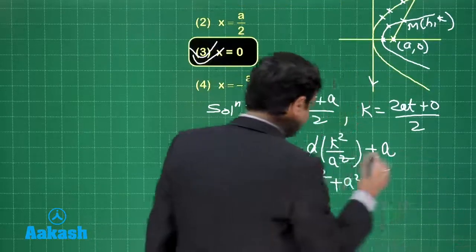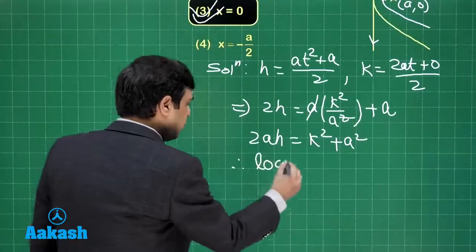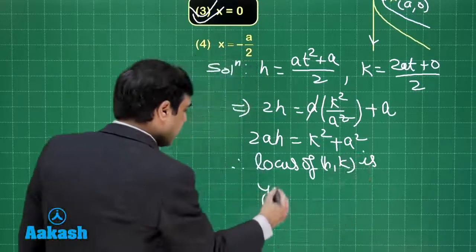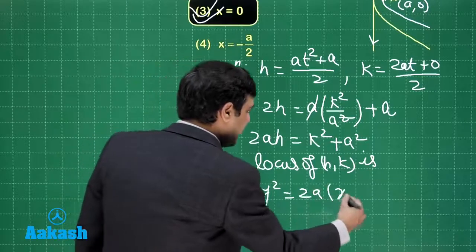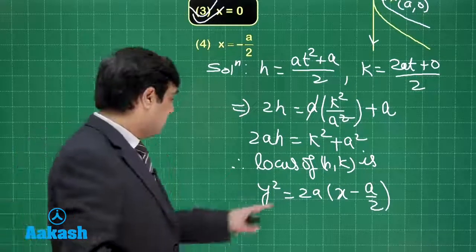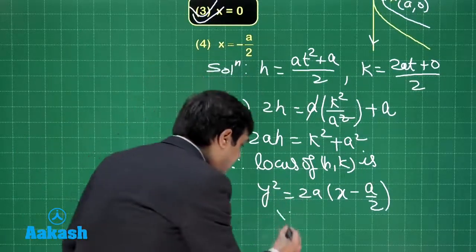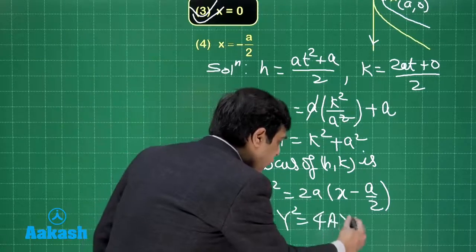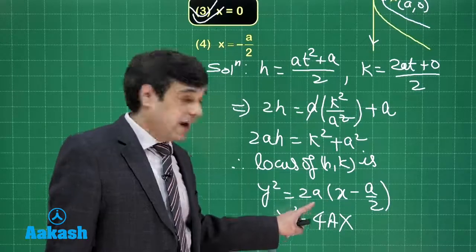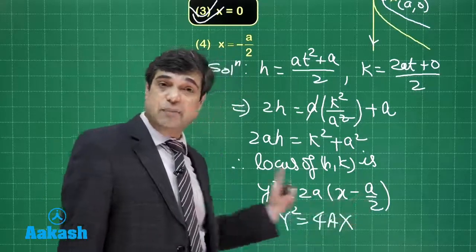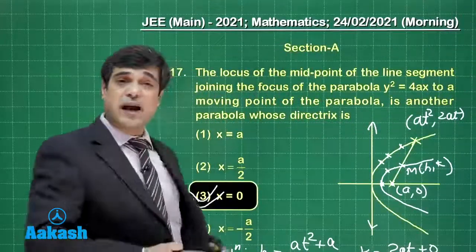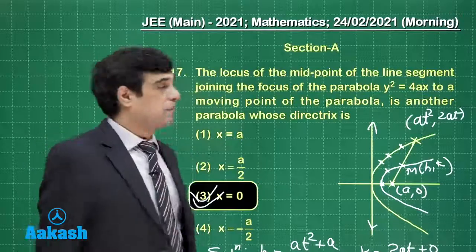Therefore, the locus of (h, k) is obtained as y square is equal to 2a times (x minus a by 2). So clearly from here we can see that if I compare it with the standard form y square equals 4ax, then capital A is equal to small a by 2, and from here we can conclude the vertex as (a by 2, 0) and the directrix as obtained earlier, x equals 0. I am sure this is clear. Let's take up the next one now.